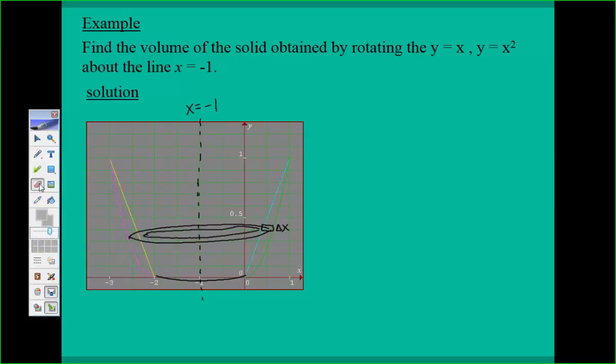And I see I wrote delta x instead of delta y. We can see this should be delta y. So we have to have functions of y. We know that since we have a hole in the axis of rotation, we're going to use pi big R squared minus pi little r squared dy. Now let's just identify what big R and little r are. We'll substitute in and we'll find our integral.